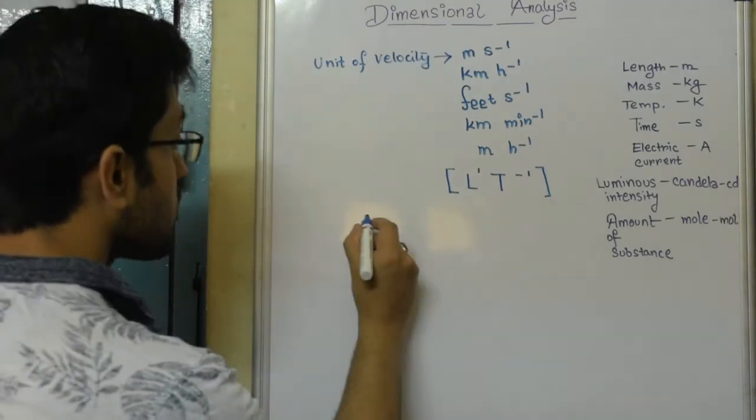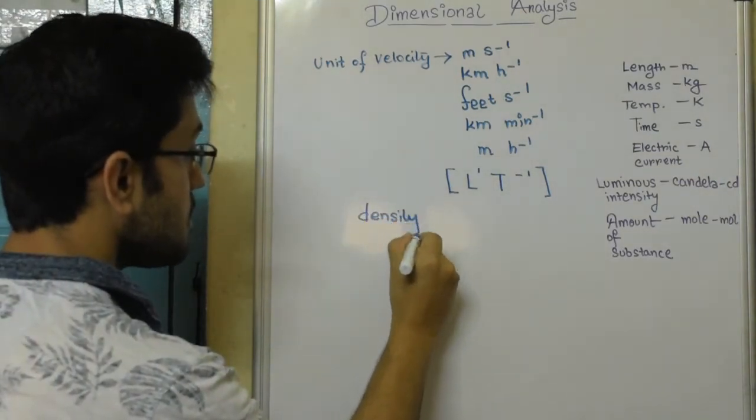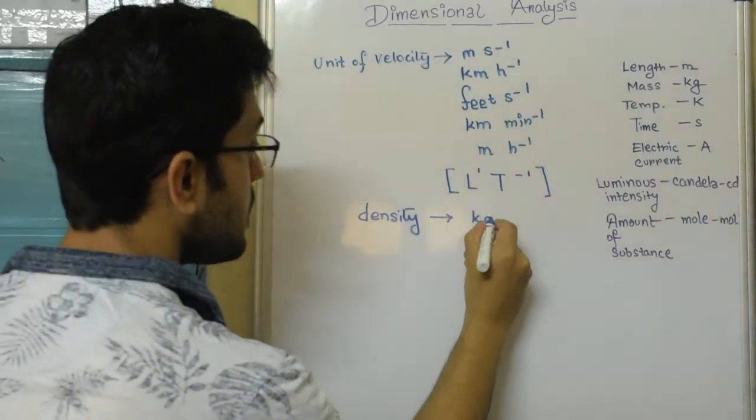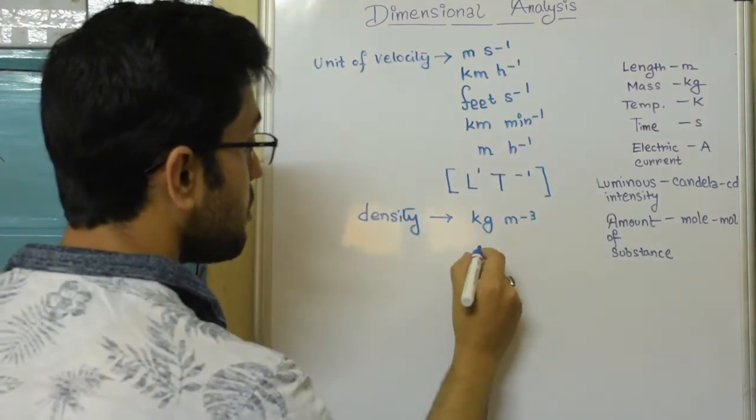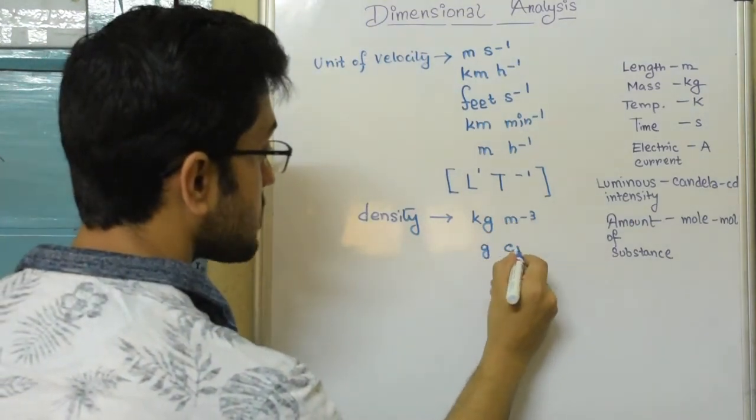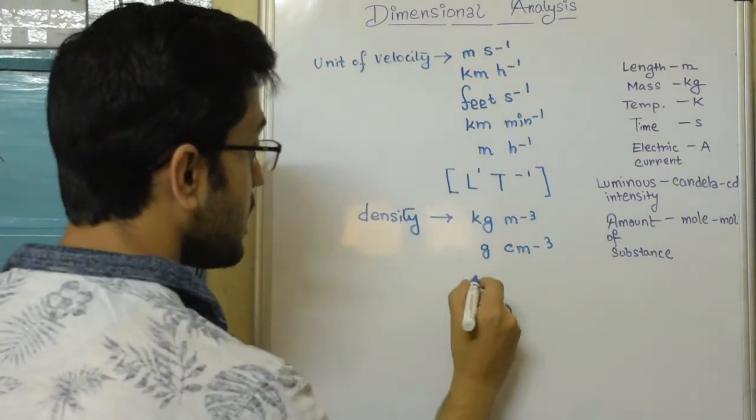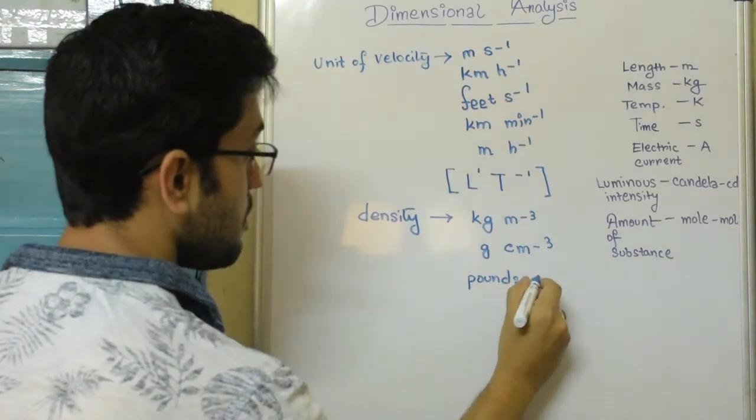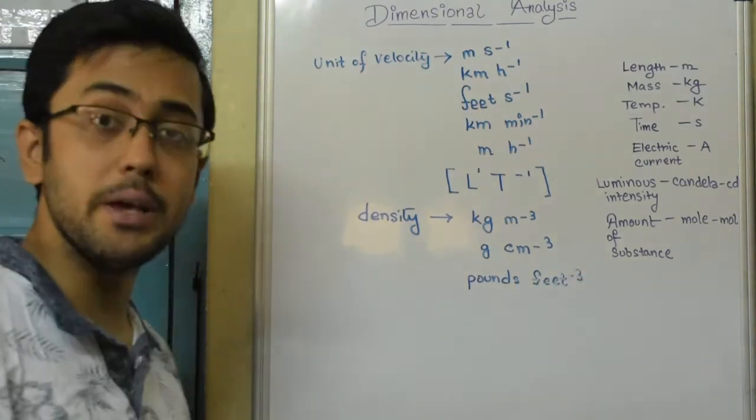Similarly, if you look at something like density, it can again be expressed in various units. The unit we are familiar with is kilograms per meter cube because this is the SI unit, but we can also write it as grams per centimeter cube. We can also write it as pounds per feet cube, which is in the FPS system.